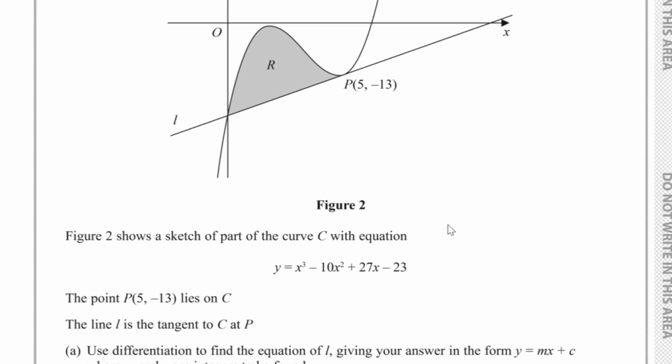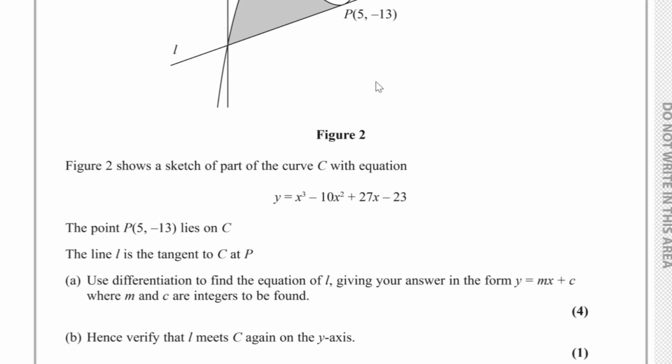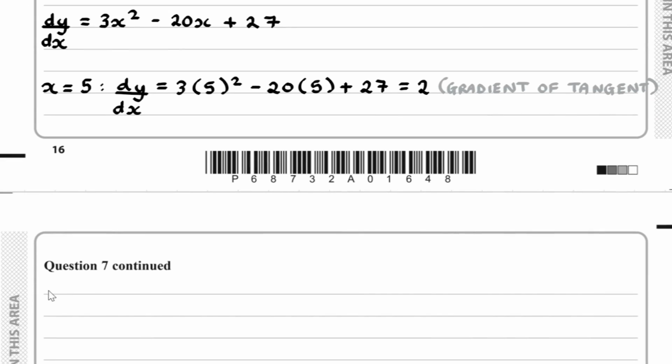Now we know that the line passes through the point (5, -13). So the equation of the line L is given by y minus minus 13 equals 2 lots of x minus 5. And so therefore, for the equation of L, we have y equals 2x minus 23.